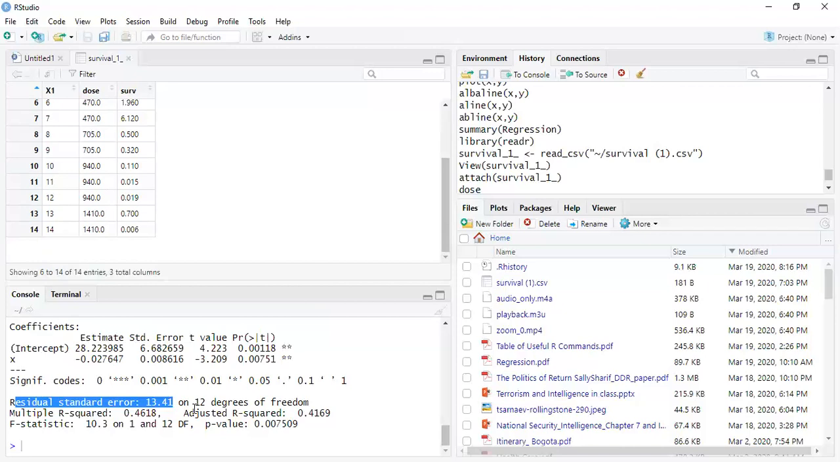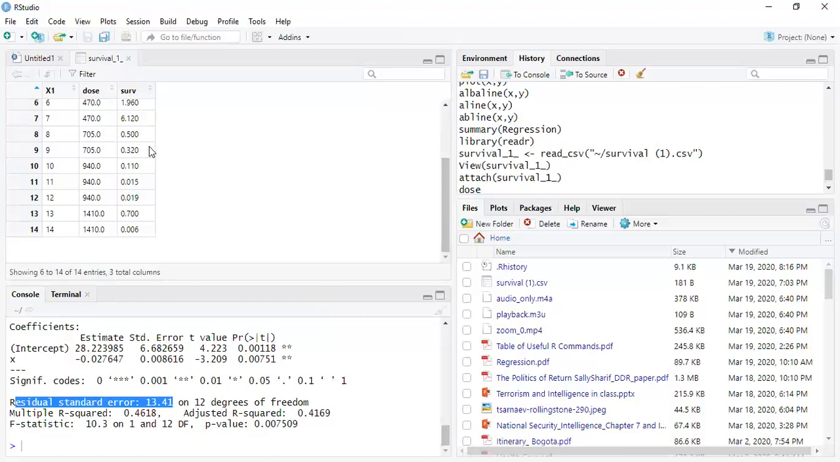I like to think of it, like I saw in another video, and I've heard other professors say, it's just a typical error of the model, basically the extent to which how much you're off. And 13.41, it's okay, but you want it as low as possible. I would feel more comfortable if it was maybe 6.0 or something like that.